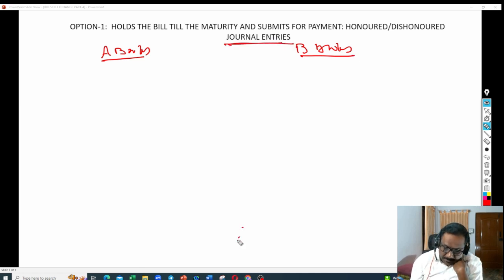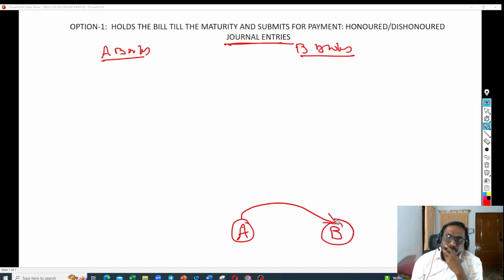First, what happened? A sold goods to B. So what entry do we write? Please remember, this is sold on credit. So A sold goods to B on credit. If the goods are sold to B on credit, what entry do we post in A's books, and what entry do we post in B's books? These are the things we need to write.